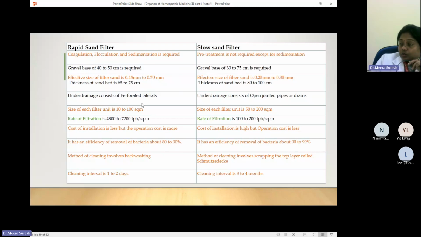Then rapid sand filter, cleaning is by backwashing. So we allow the water to stop somewhere and then it is allowed to go in a reverse manner and then do the cleaning. A backwashing is done. But in case of slow sand filter, we saw that it will be dried off and then using the scraping method, the sand bed is scraped to some depth. Method of cleaning involves scraping the top layer of the sand, and the cleaning interval in case of rapid sand filter is 1 to 2 days, whereas in slow sand it will be once in 3 to 4 months.